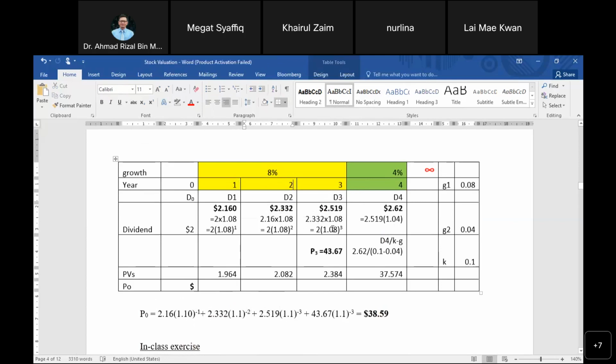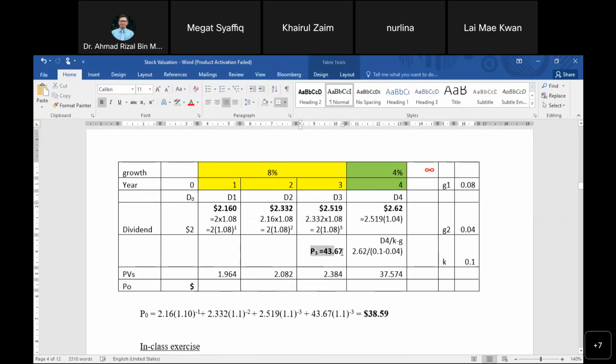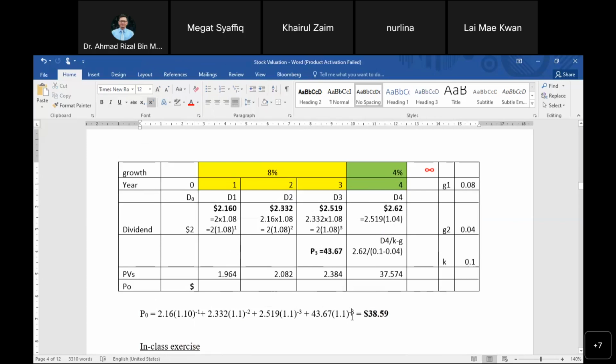Year 3, you have two things. One is D3, dividend in year 3, which is 2.519. You discount it at 10% to the power of negative 3. And you have the price of the stock in year 3, which is 43.67, multiplied by 1.1 to the power of negative 3. And you get 38.59, the final answer. This is the value of the stock, the intrinsic value of the stock today.